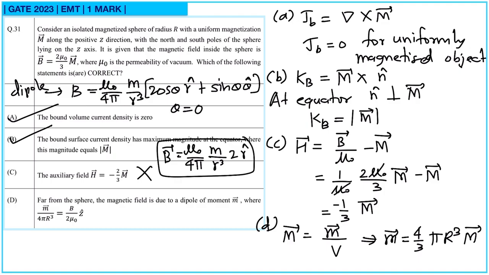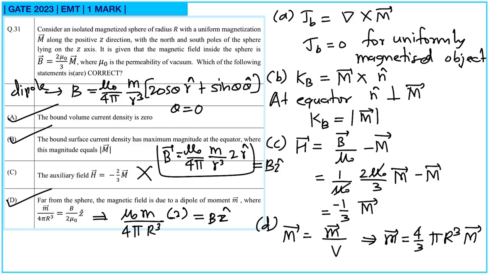So this will be B bar. And now this mu naught upon 4 pi, from this expression itself, we can write mu naught into m upon 4 pi r cube into 2 is equal to B into z cap. So this will be B into z cap. So it is satisfying the equation. So this is option D. Option D is also correct.